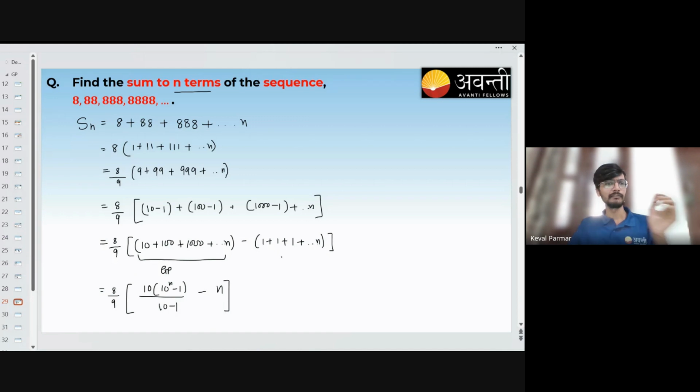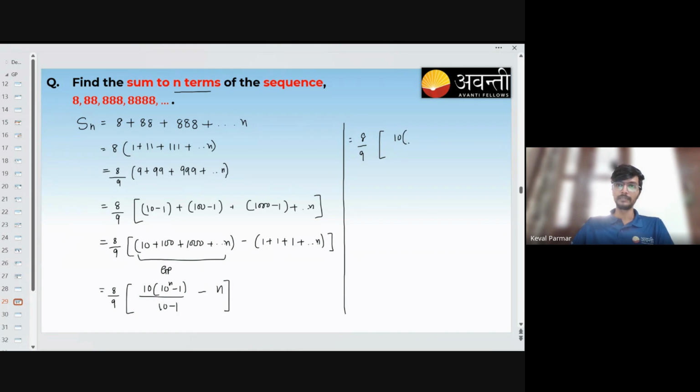क्लियर है क्या? अरे 1 1 1 n times add हो रहा है, उससे better है 1 into n ही लिख लो. So I will get 8/9 into 10 into 10 raised to power n minus 1 upon 9 minus n. So I can take LCM and I'll get 8/81 into 10 into 10 raised to the power n minus 1 minus 9n. This is my answer. Correct?